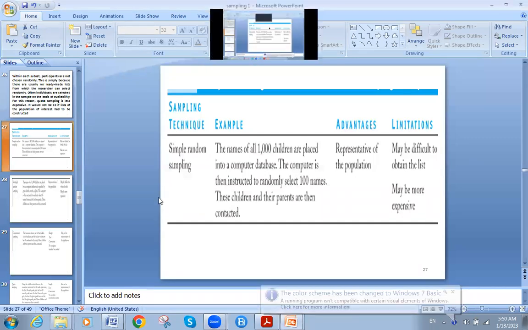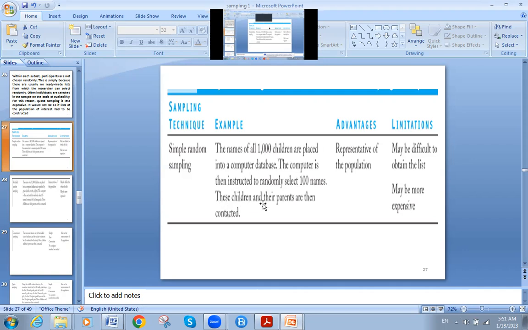So in the sampling process, these are some examples of the different types of sampling we use. The first type is simple random sampling. The names of all 1,000 children, for example, are placed into a computer database. The computer is then instructed to randomly select 100 names. 100 names out of 1,000 means the sample will be 10% of the total population.